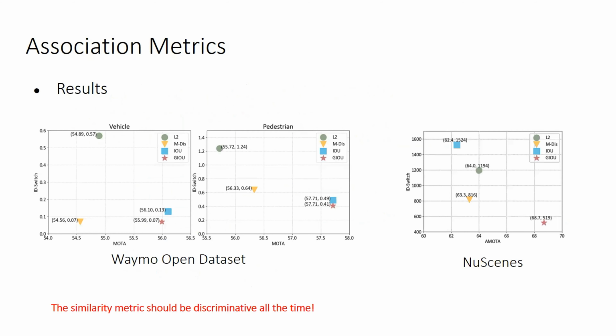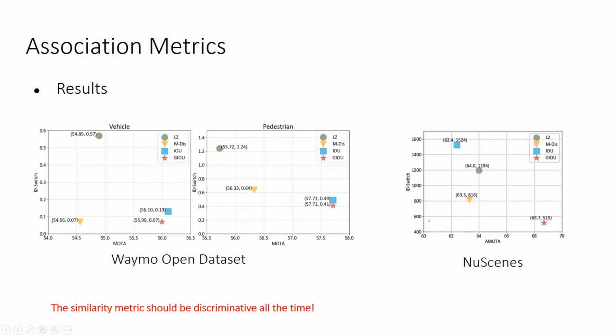So by simply replacing the IOU with GIOU, we found that in both Waymo Open Dataset and nuScenes, we could improve the ID switch significantly. For example, if we use GIOU in the Waymo Open Dataset, we can find the ID switch can drop from 0.13 to 0.07, almost reduced by half.